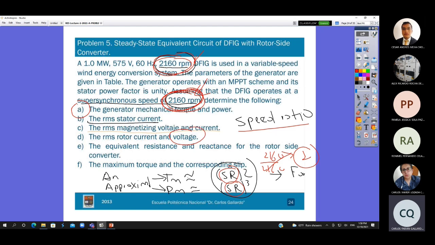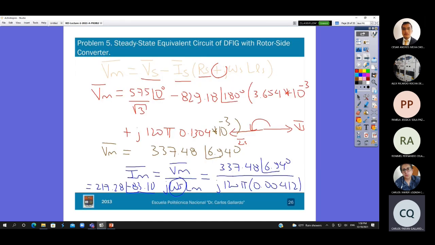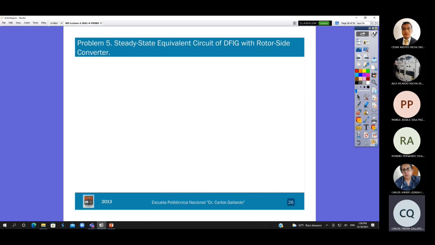I need to compute the rotor voltage, and then I will compute the equivalent resistance. In order to compute the equivalent resistance, what I need is the rotor current and the rotor voltage. So question E is related to question D, in other words. Let's compute the rotor voltage from the previous class.